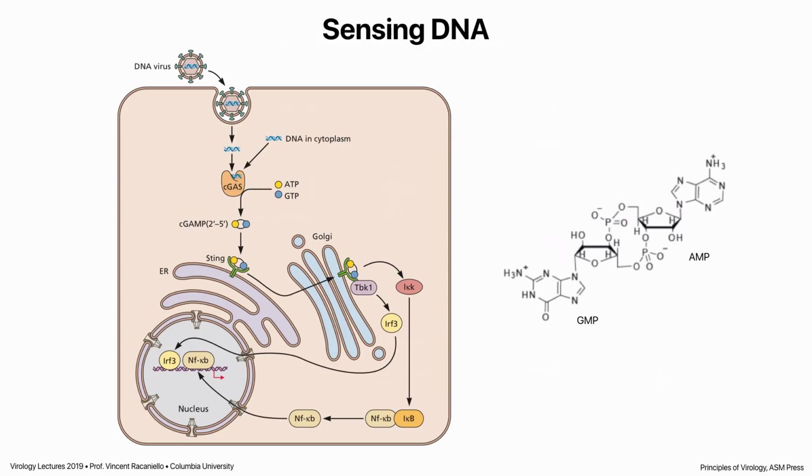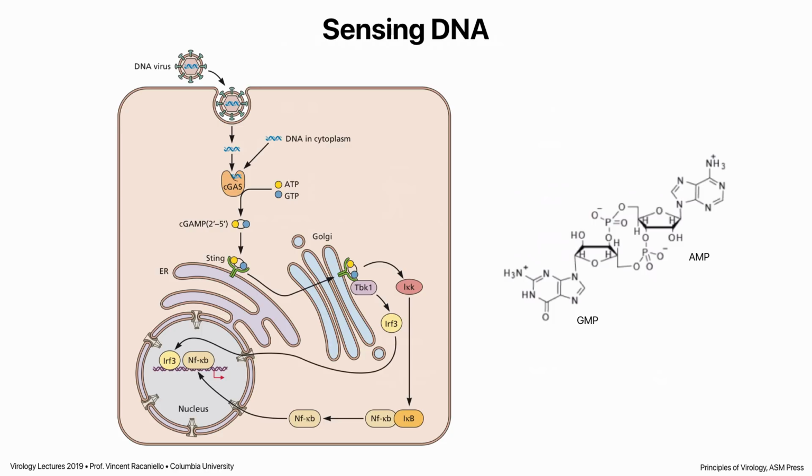DNA can also be sensed. Here is a pathway that was discovered relatively recently, where we have a DNA virus coming in to the cytoplasm, and some DNA gets out into the cytosol. And there shouldn't be DNA floating around in the cytoplasm. It should be confined to the nucleus. And so this DNA is sensed by a protein called cGAS. And this is an enzyme which, when it's bound by DNA, synthesizes from ATP and GTP a cyclic molecule called cyclic GAMP. It's just shown here to show you what's going on. So here's an AMP molecule and a GMP, and the phosphates are simply joined in a cyclic fashion.